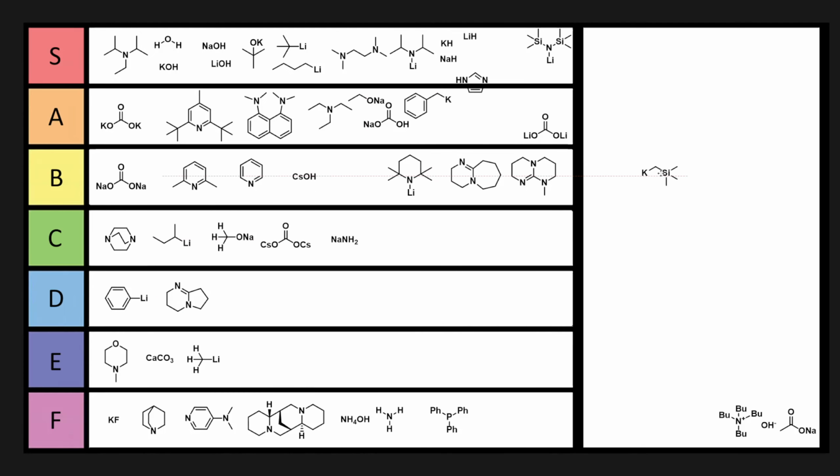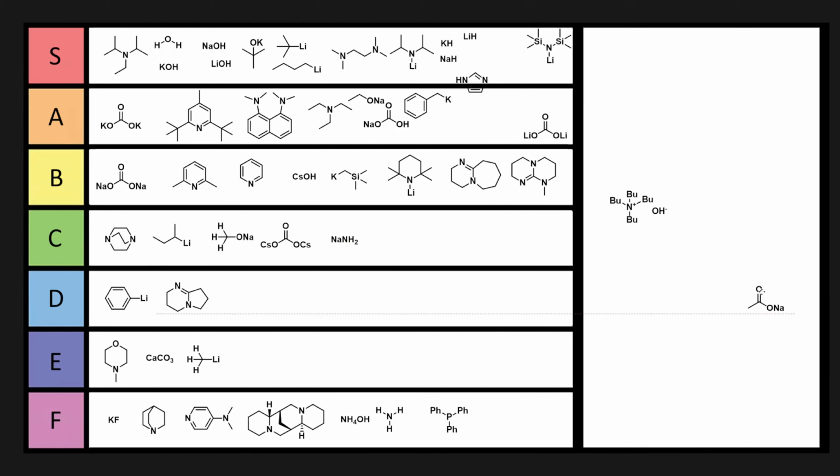So this is potassium neosilane. This is a really good potassium transfer reagent. It's a really, really good base. I haven't personally used this one, but people in the Discord were a big fan of this. So for that reason, I'm going to put it in B tier. If you've used this before, let me know down below what type of transformation you've done with this. The other cool thing is the byproduct that's formed is tetramethylsilane, which is super duper volatile.